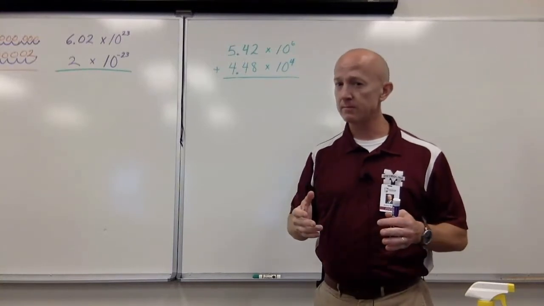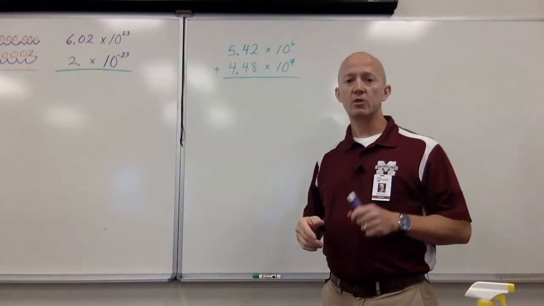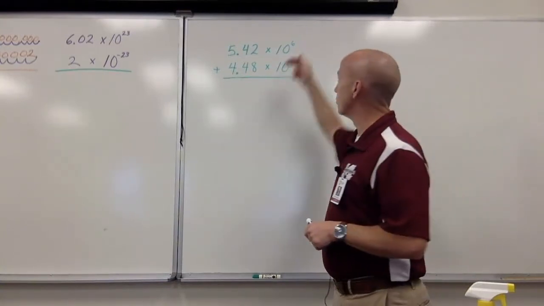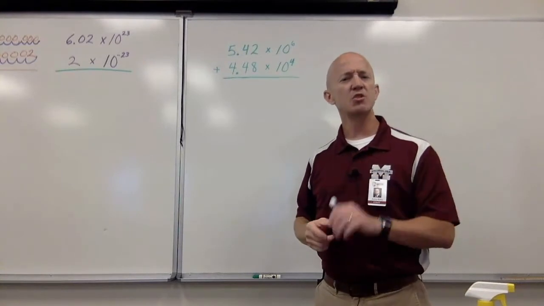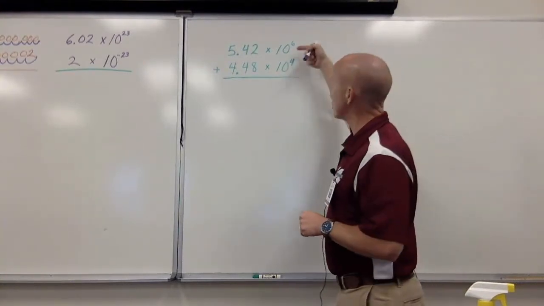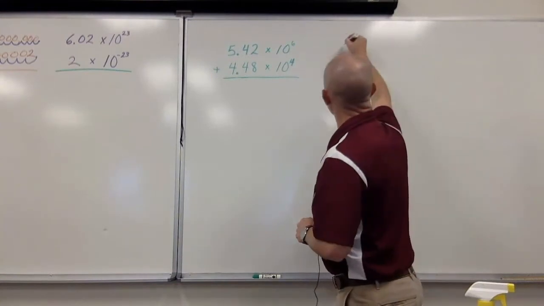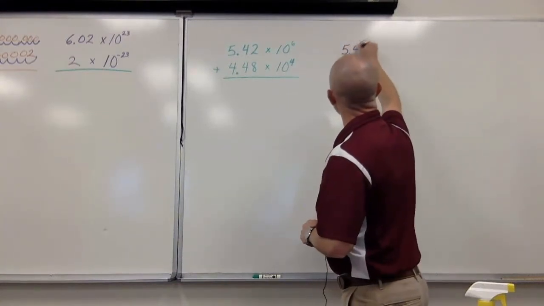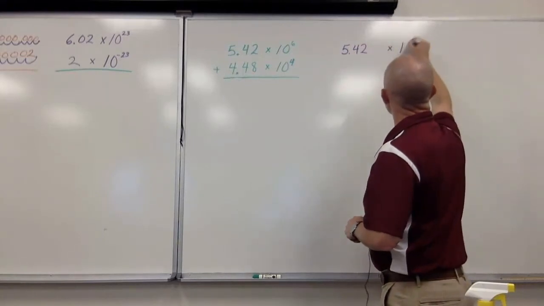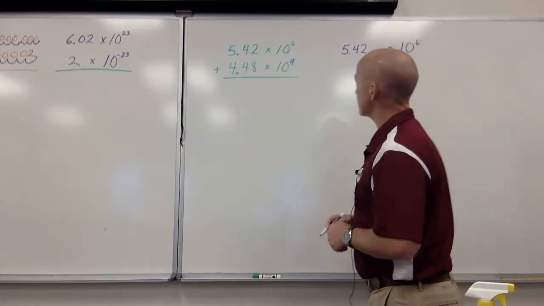How do we do that? What I like to do is change the one that's smaller to be like the one that's bigger. Let me show you what I mean. First, I'm going to keep this larger one the same. 5.42 times 10 to the 6th power.